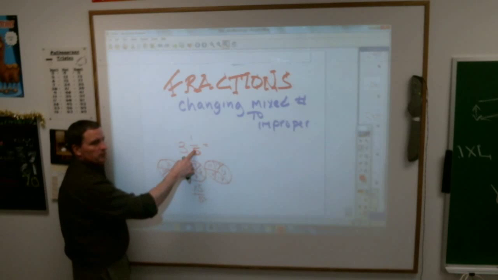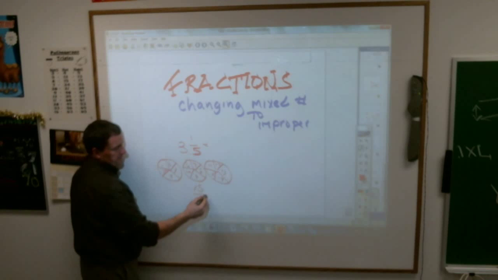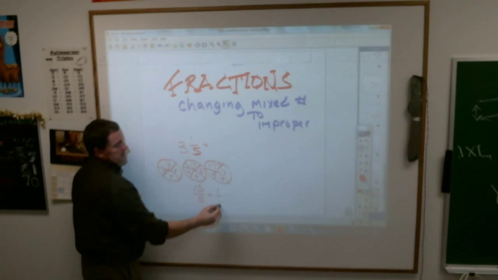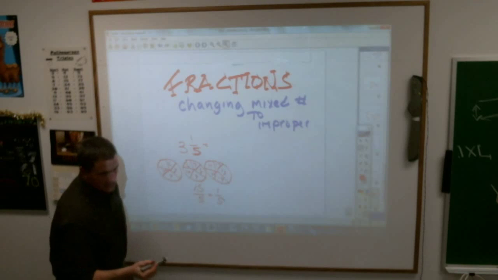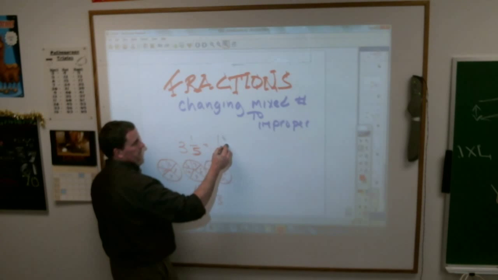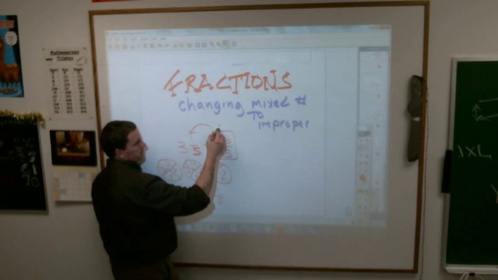And then I add another 1/5 to it because of this guy here. So 3 1/5 is the same thing as having 16 fifths. This is the improper fraction for this. Improper.